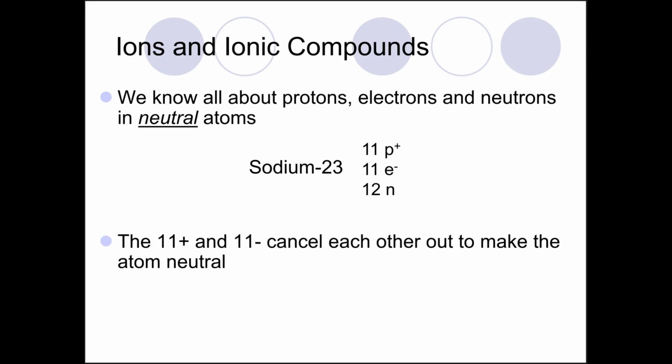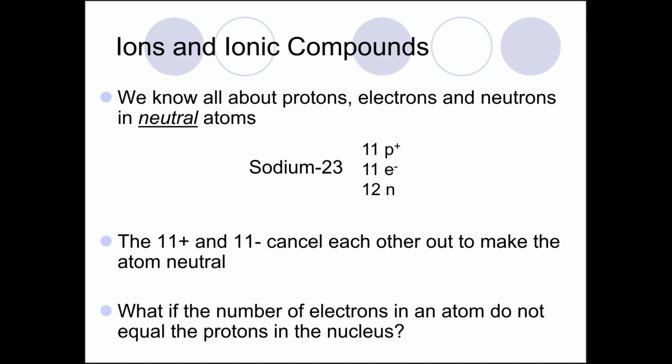So again, if it's neutral, it's the 11 positives and the 11 negatives canceling each other out that makes the atom neutral. What happens if the atom is not neutral? Well, if the atom is not neutral, we have an ion. But if it's not neutral, that means the number of protons and electrons have to be different. So we have to decide which one's going to change.